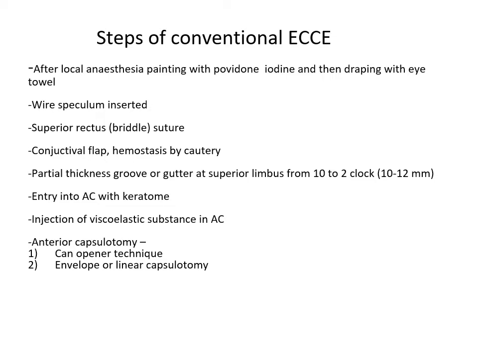Then entry is done with the help of a keratome and viscoelastic is injected. Then anterior capsulotomy is generally done by the can opener technique. We give small nicks peripherally and then join them all together to make the opening in the anterior capsule. Another technique is also known as envelope or linear capsulotomy. For ECCE, these two techniques were used.